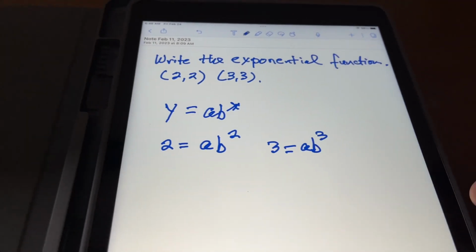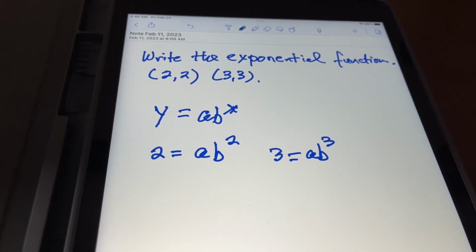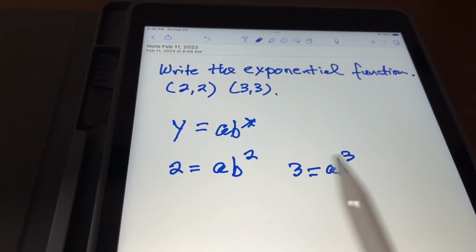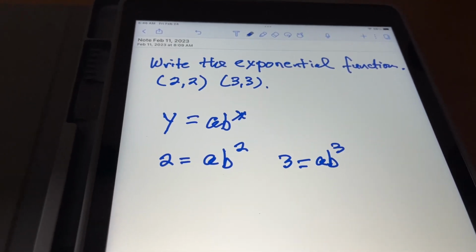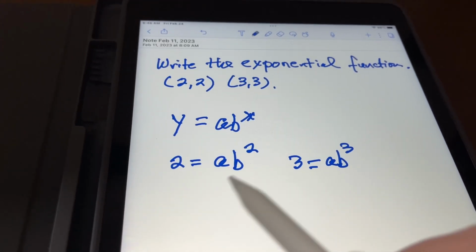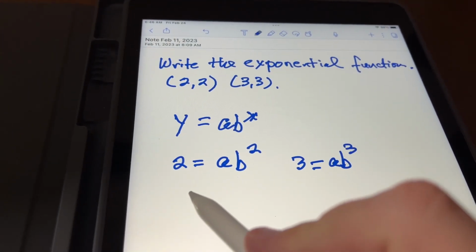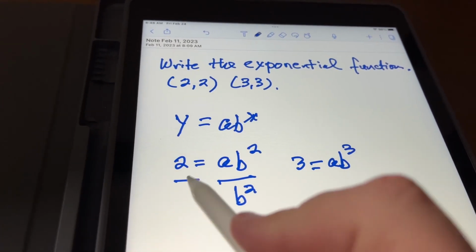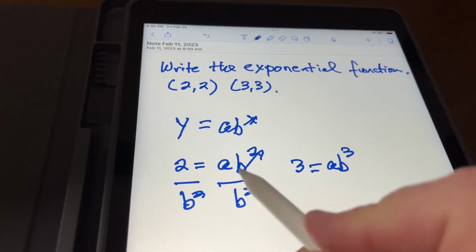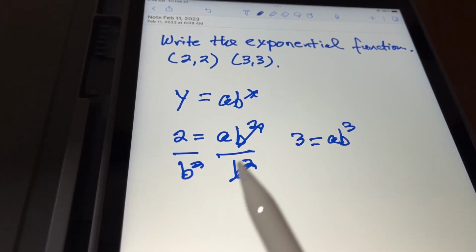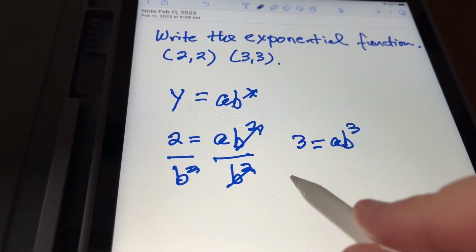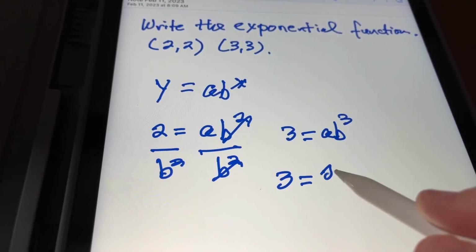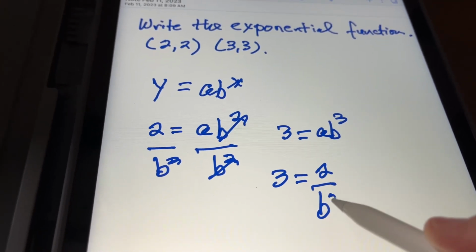So the problem is I have 2 equations with 2 unknowns. Now I can solve this by using substitution. When you have 2 equations and 2 unknowns, that's enough information to figure out what a and b are. And what I'm going to do is solve for a in this problem. So I'm going to divide both sides by b squared, and that way these cancel, so I have a equals 2 over b squared. And then I'm going to take that and put it into this equation. So instead of using a, I'm going to write 2 over b squared.